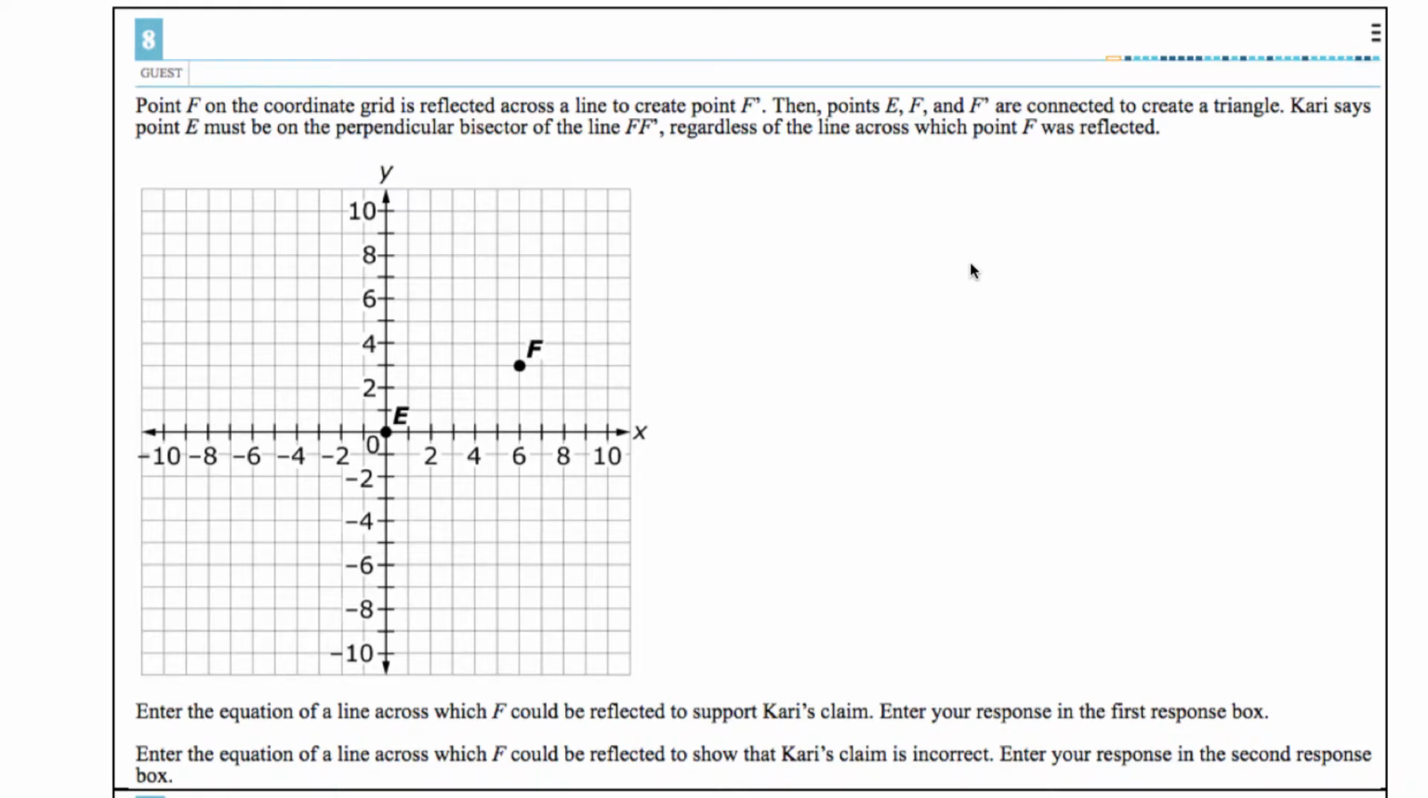All right, so let's read this. So we have this point F on the coordinate grid, and we're going to reflect that across a line to create F prime. Doesn't tell us what line. Then points E, F, and F prime are connected to create a triangle. Okay. Doesn't tell us anything about where to reflect that, but we'll go with it. Carrie says that point E must be on the perpendicular bisector of line F, F prime. Yep, I agree with everything that she's saying.